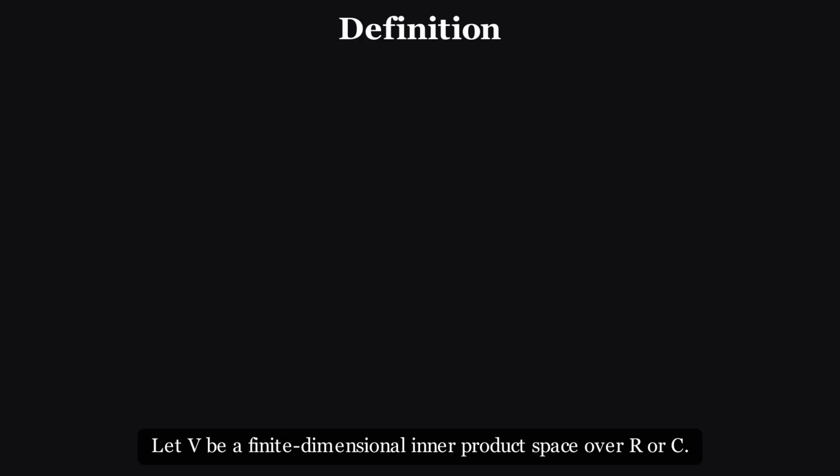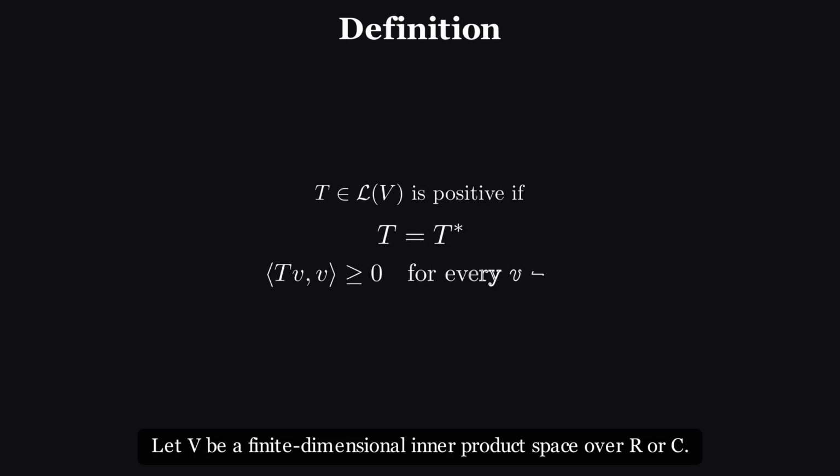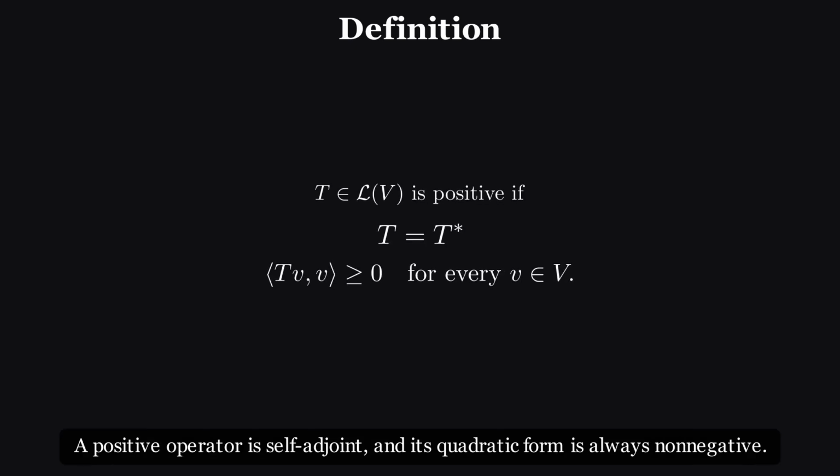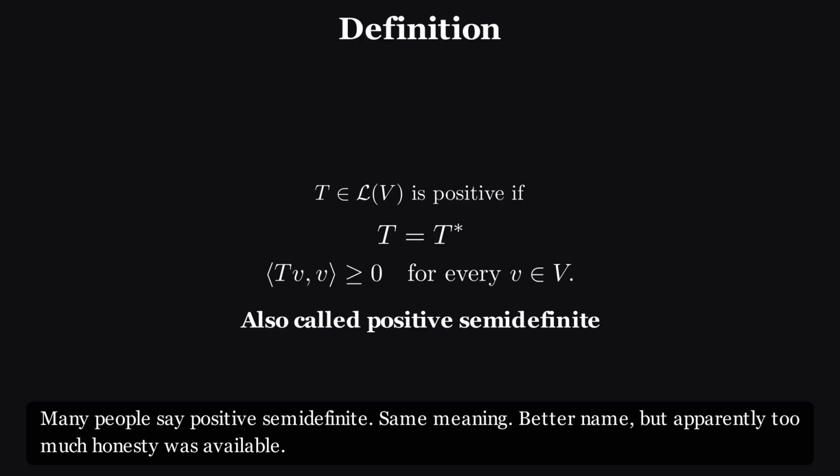Let V be a finite-dimensional inner product space over R or C. A positive operator is self-adjoint, and its quadratic form is always non-negative. Many people say positive semi-definite. Same meaning, better name, but apparently too much honesty was available.